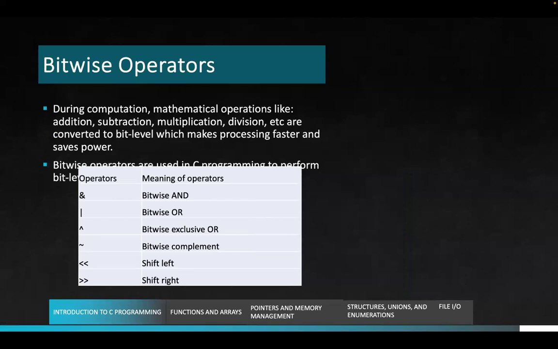Bitwise operators let you do mathematical operations like addition, subtraction, multiplication, etc. Everything is computed at the bit level and processed much faster. If you want to execute your program much faster, you have to use these bit operators instead of logical operators. Again, it performs the same: ampersand is bitwise AND, slash is bitwise OR, tilde is bitwise complement, then less than, greater than, left shift and right shift.